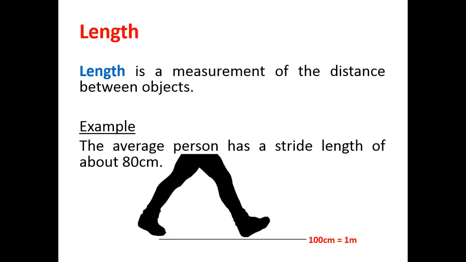Length. Length is a measurement of the distance between objects. For example, the average person has a stride length of about 80 centimeters.